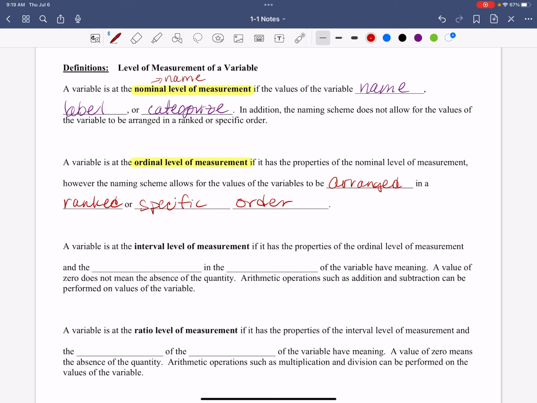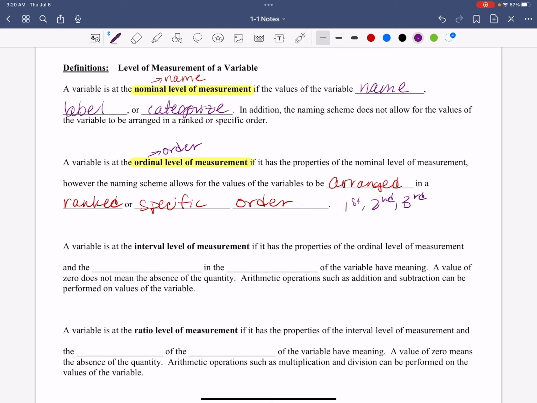So here's the difference between these two. Nominal does not allow for a specific order. These are arranged in a specific order. First, second, third. Ordinal, right? It is in a specific order. First, second, third. That's an example, right? It has to be in a specific order. It has to be set up a specific way in order for that to work out.